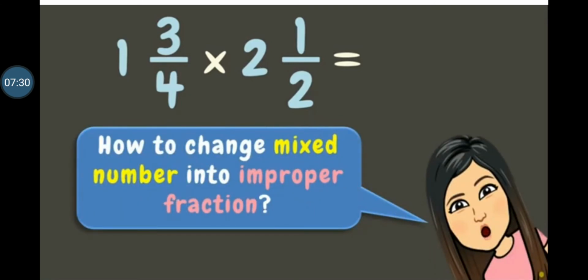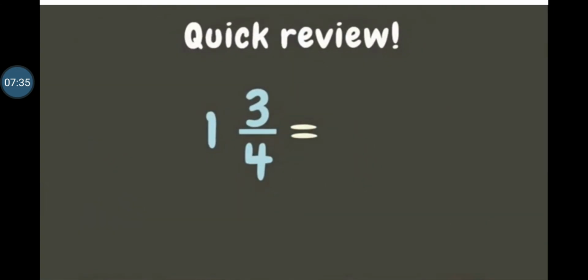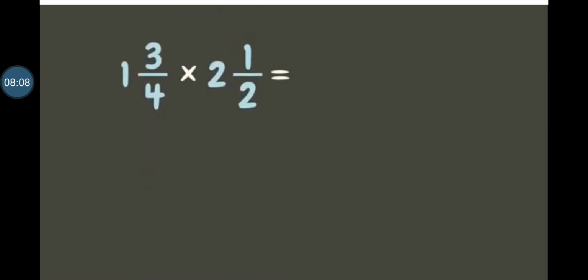So now how to change the mixed number into an improper fraction? Quick review. Yes, so we have 1 as the whole number, 3 as the numerator and 4 as the denominator. And we know that we have to multiply the denominator with the whole number and then add the numerator. So it will be 7 upon 4. In this way, you can change the mixed number into the improper fraction.